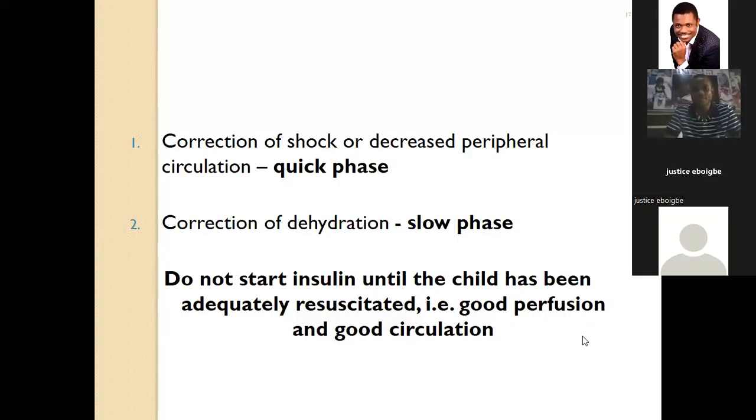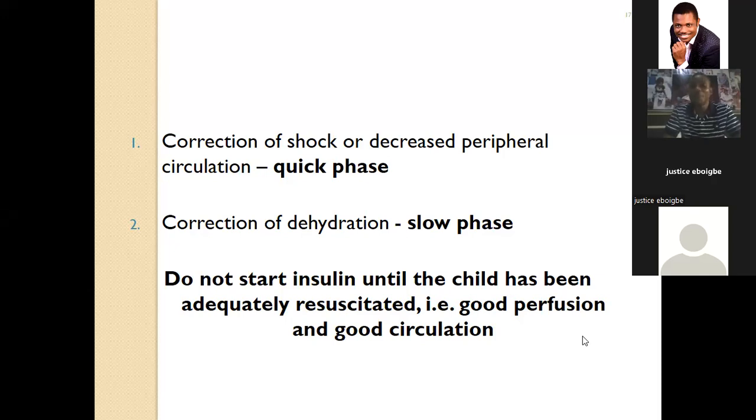Like I was saying, when you have examined the patient, taken your history, and established that the patient has diabetic ketoacidosis, most times they come very dehydrated. So when you have diagnosed severe dehydration, or the patient is in shock, or there is reduced peripheral circulation, you have to give fluid very fast. You quickly give anti-shock.